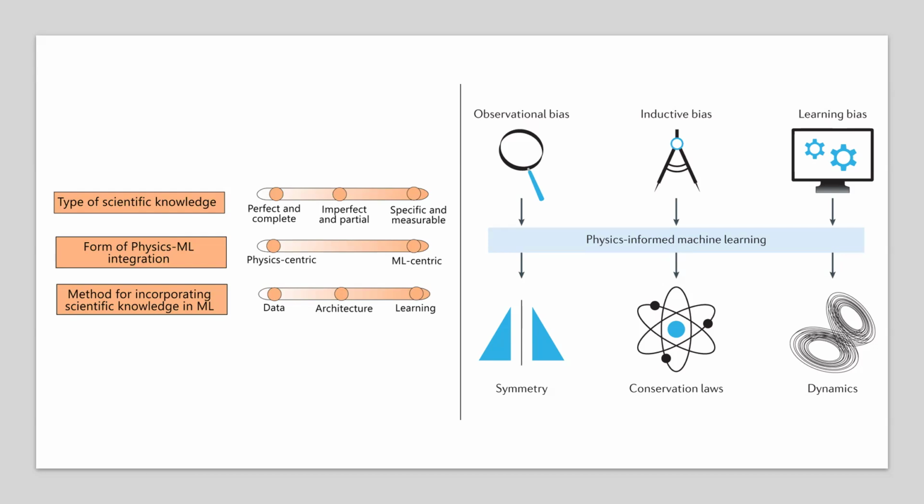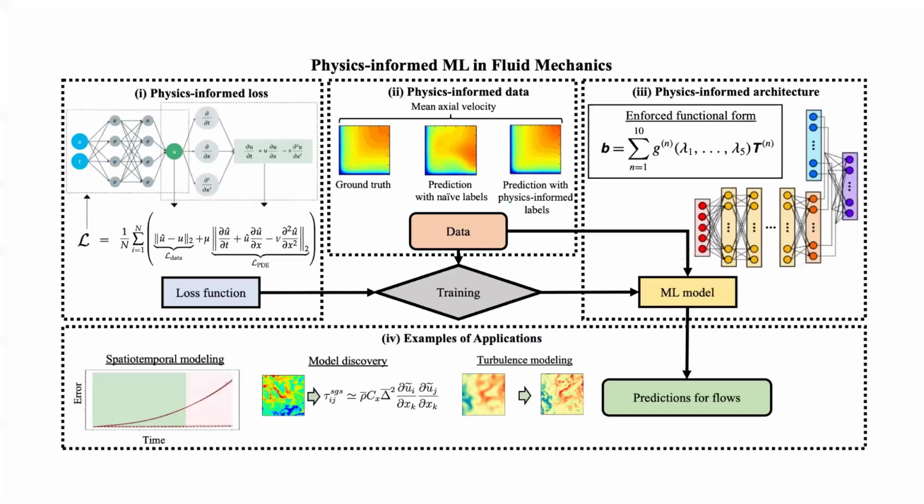PINNs mostly adjust this learning bias, saying that, okay, we are going to use the partial differential equations at the last stage, where, when you are learning the dynamics of the system, you use the PINNs to adjust things. So let me start with a general explanation of this before I go deep into PINNs.